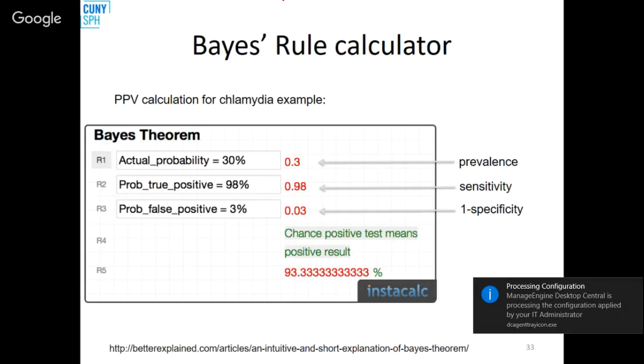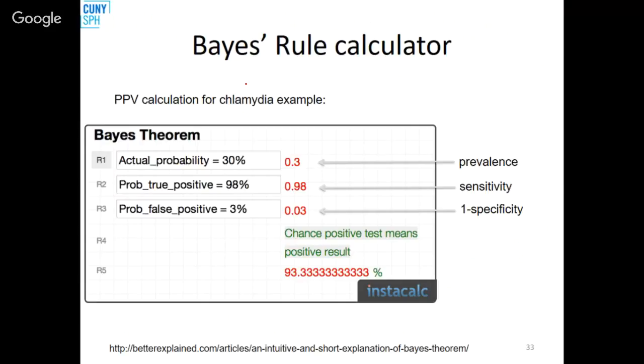You are welcome to use a Bayes rule calculator. There are some online. You can build one in a spreadsheet. And as long as you know what these different things are, what the probability of true positives is, that is the sensitivity, the false positive rate, this is 1 minus the specificity, and in this particular one, the actual probability, this is the prior probability or the prevalence.